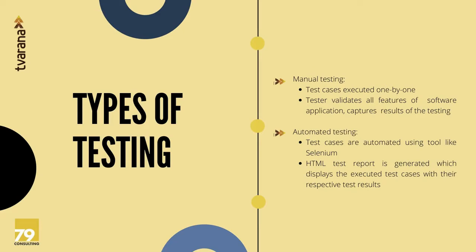Manual testing is the process in which a tester executes test cases one by one in an individual manner to make an application bug-free before it goes live. When performing manual testing, the tester validates all the features of a software application and captures the results of the testing. In automated testing, on the other hand, test cases are automated using tools like Selenium, which executes the test cases sequentially. And after execution of all the test cases, an HTML test report is generated, which displays the test cases with their respective test results.